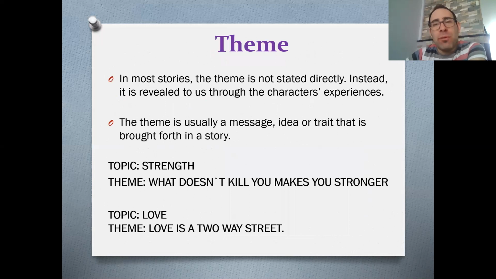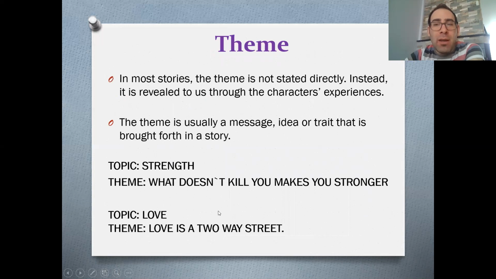We've done this very briefly with the themes present in Mockingbird and Macbeth. Here, the stories all have different types of themes, but it's more than just the topic. Let's say the topic is strength. The theme could be what doesn't kill you makes you stronger. So cheesy. Love could be a topic, but the theme is love is a two-way street.